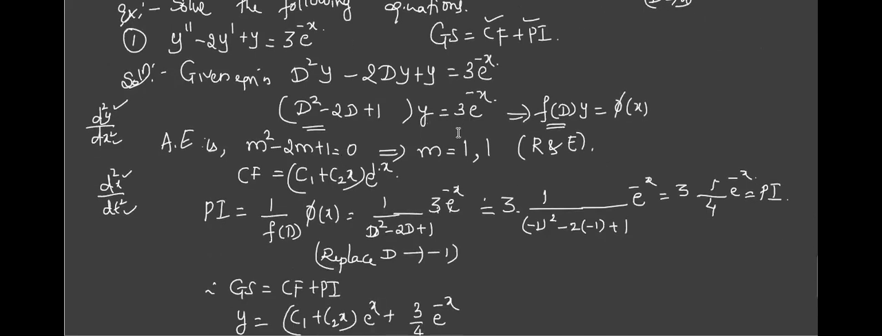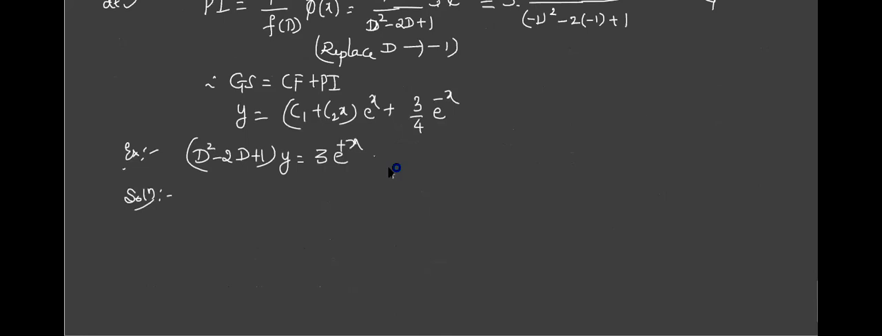See, here I'm only changing the RHS. So the CF is the same. If the LHS is the same, the CF is also going to be the same. So till this step it is the same, so I'll write it directly: C1 plus C2x, e raised to x. Done. Now PI. What is PI?